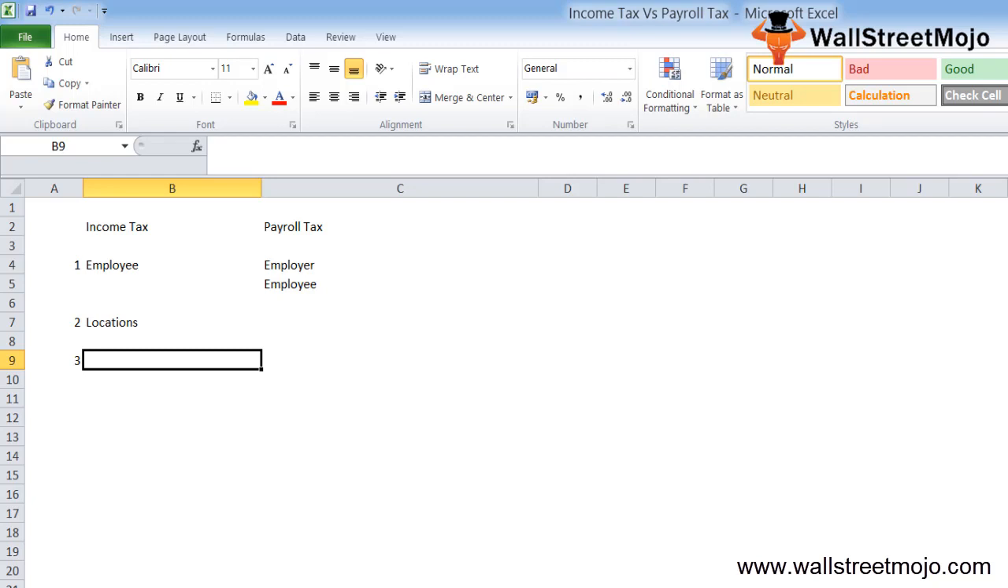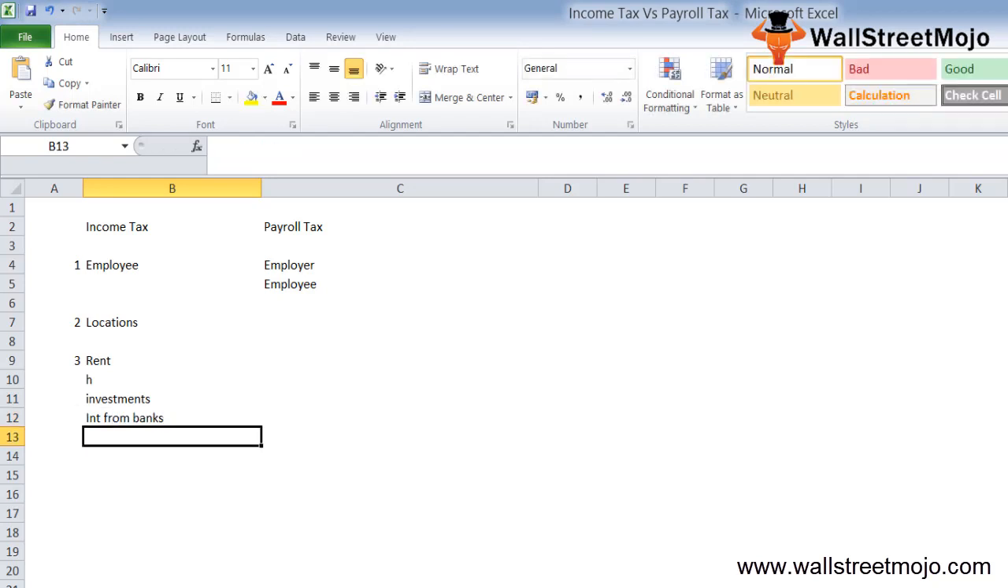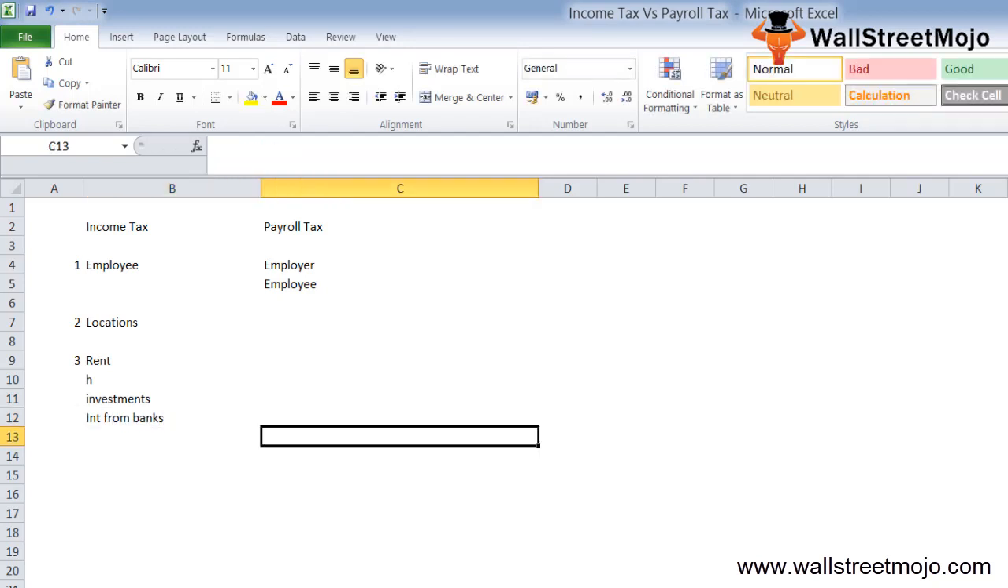Income taxes are basically taxes on various incomes that a person receives apart from wages. So it can be through rent, or rent from your own house, or through investments, that is investments made in shares, or through interest from banks, and so on. Payroll taxes, again, are generally calculated only on the wages of employees. That is the income that a person receives through the job or employment. This income can be paid weekly, monthly, or even daily.